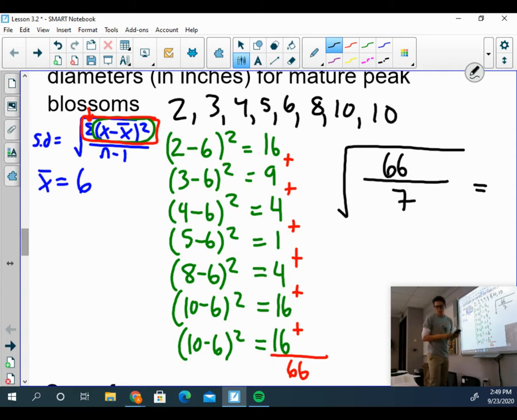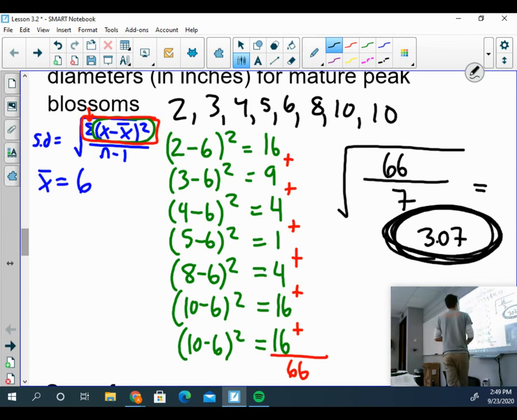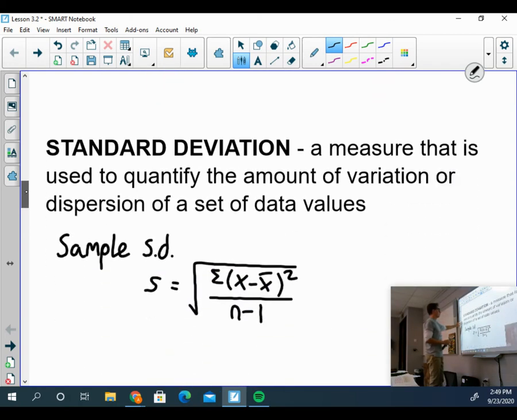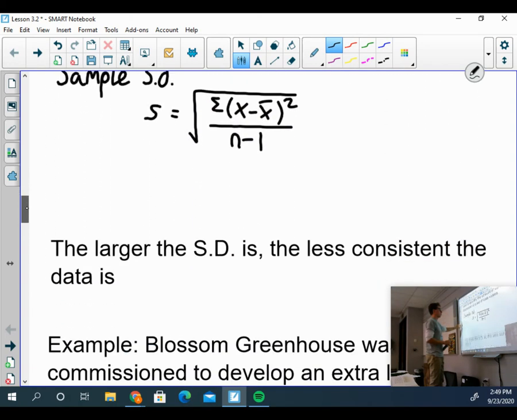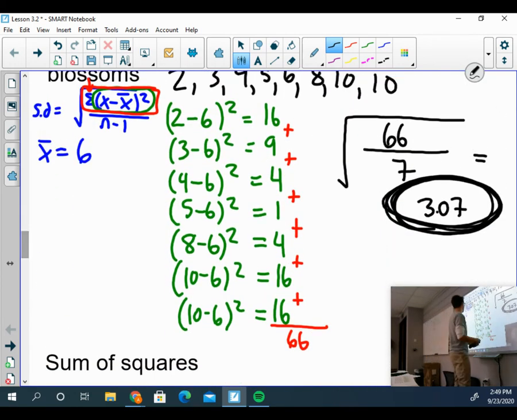And when I do that in my calculator, I get 3.07 if I round. That is the standard deviation. Okay? Again, what is standard deviation? A measure that is used to quantify the amount of variation in a set of data values. So the standard deviation here is 3.07.